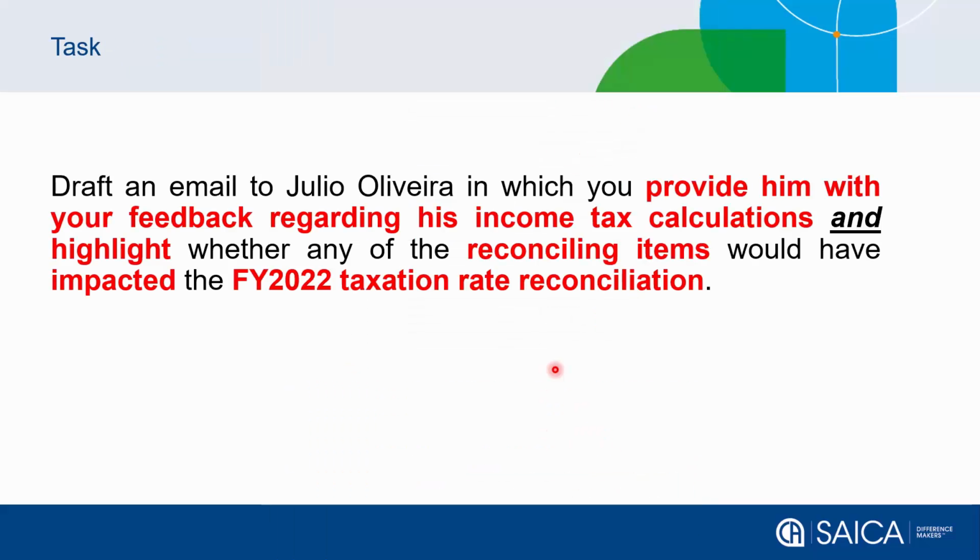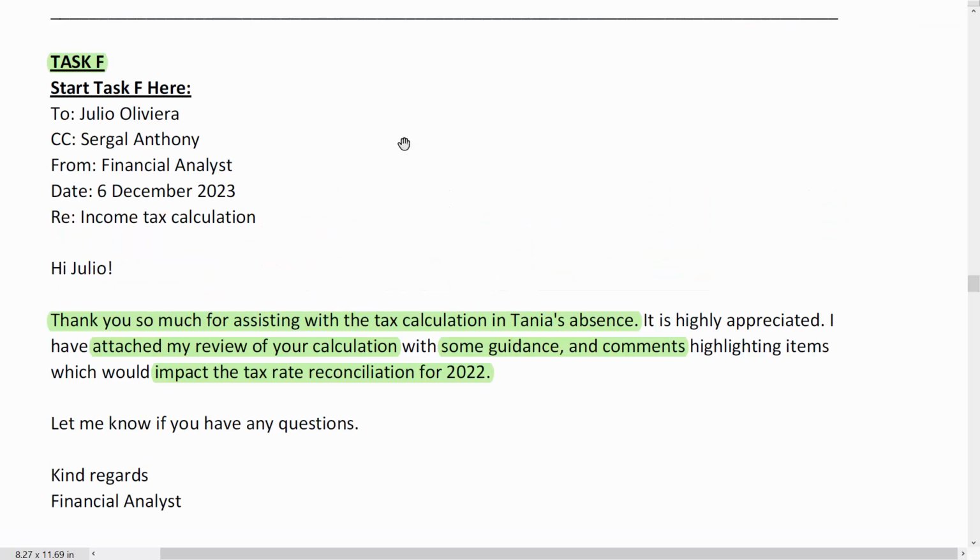And then if you move on to the task itself, and the required, it said, draft an email to Julio in which you provide him with your feedback regarding his income tax calculation. So that would be whether it's incorrect, partially correct, or further clarification is required, and then provide him the correct tax treatment or request further information. And the second component is to highlight any tax rate reconciliation items. You will now have a look at a competent response and a limited competent response.